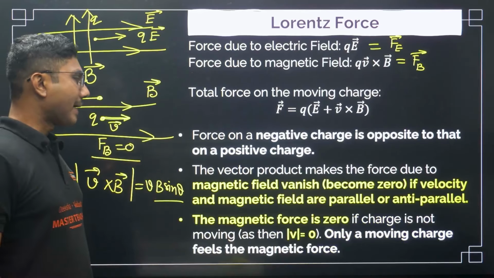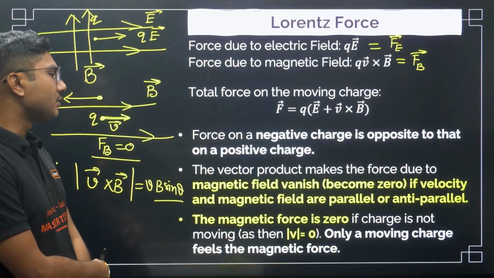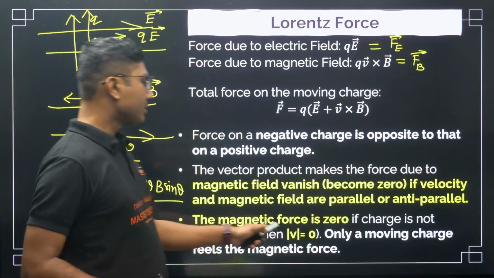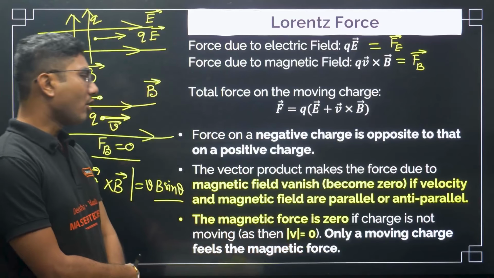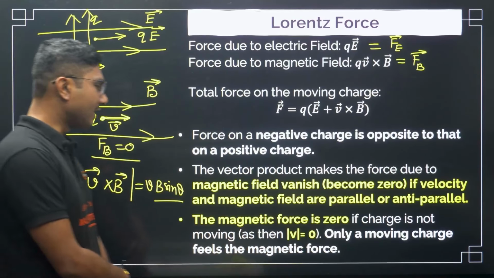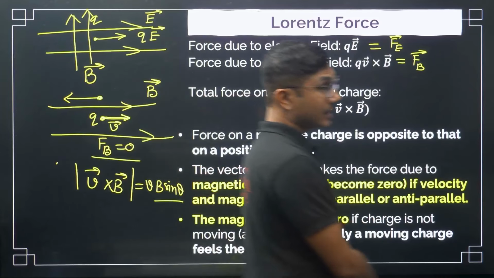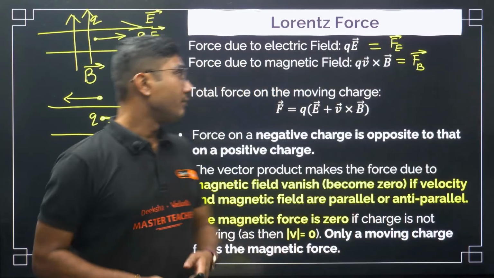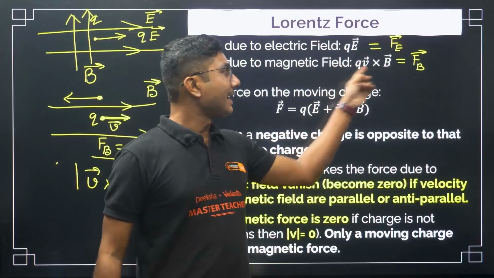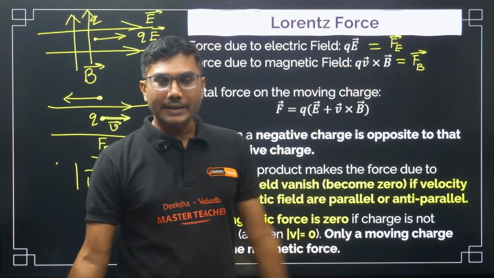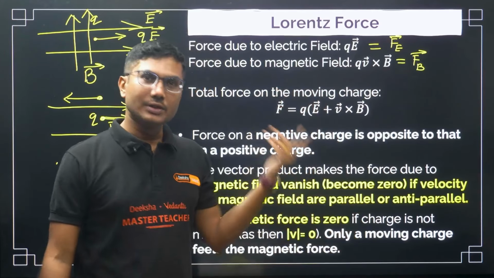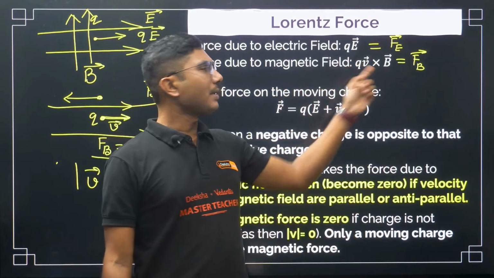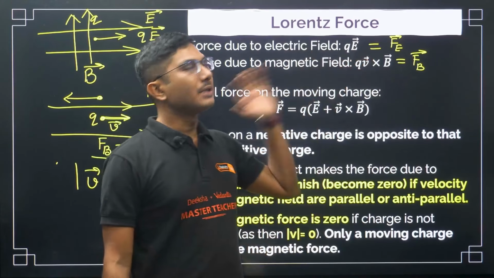And the magnetic force is 0 if the charge is not moving, because then velocity v is 0, and only moving charges feel the magnetic force. That's what I was saying: if v is 0, then this entire quantity will be 0. It does not matter, 0 multiplied by 1000 is 0, right? If you multiply with 0, then the entire thing becomes 0.